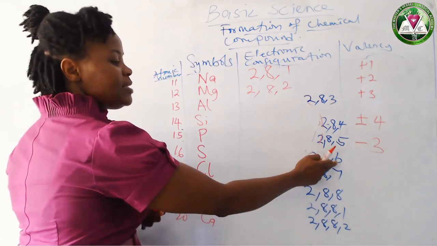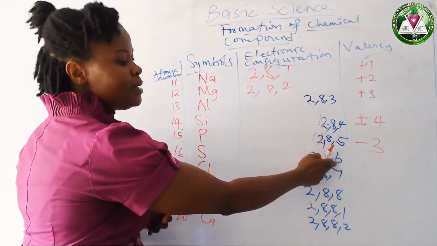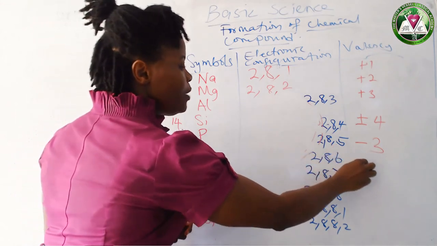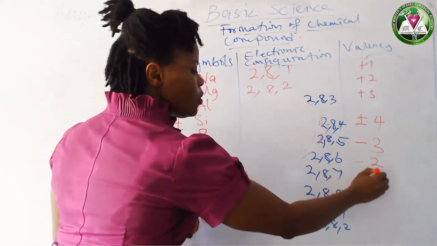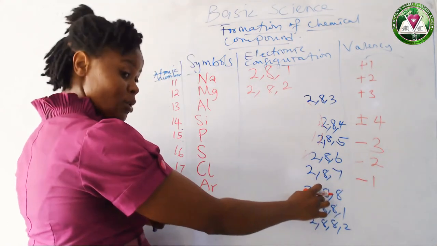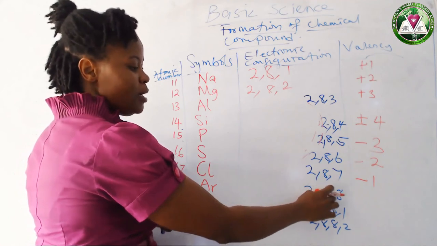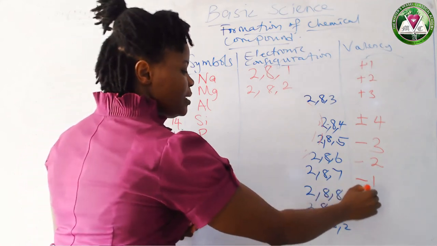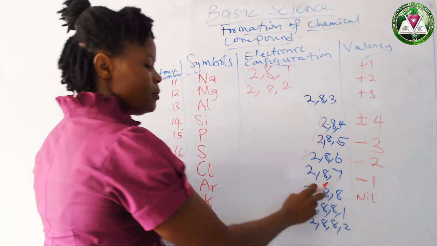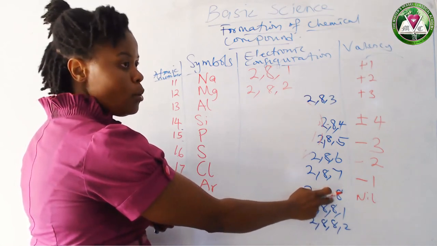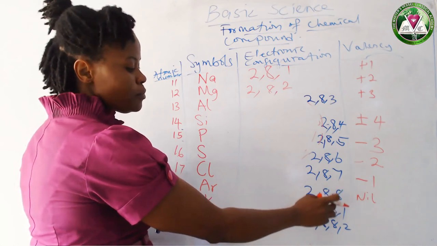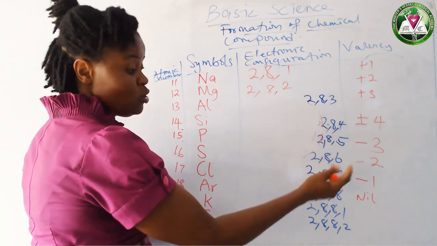Okay? This one has 6. How many is it going to beg? 2. So it will be minus the one you're begging. This one, minus 1. And this one is a noble gas. I've said it before. It has a complete shell. So it's nil. In a periodic table, it will be in group what? Group O. Group O, sometimes you can call it group 8.